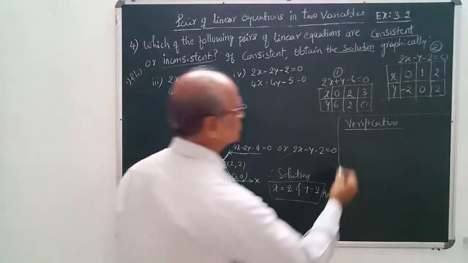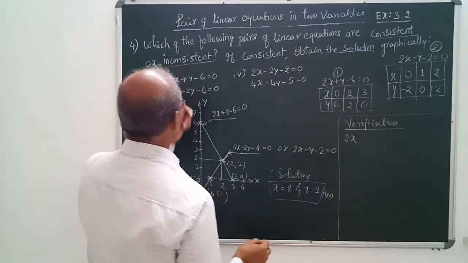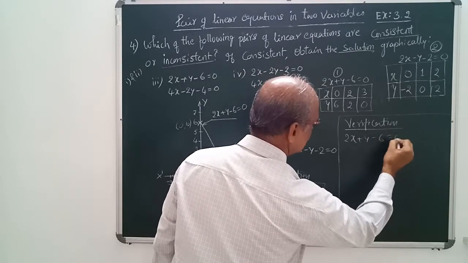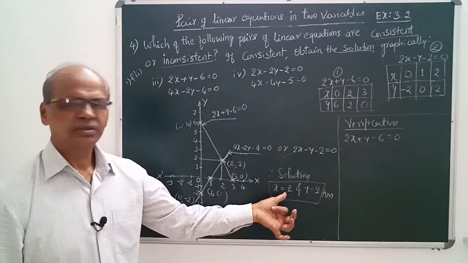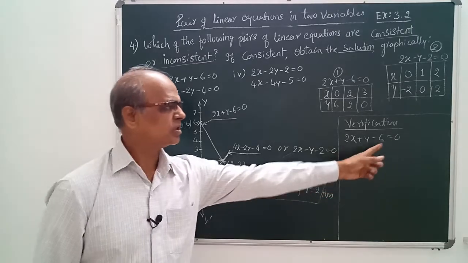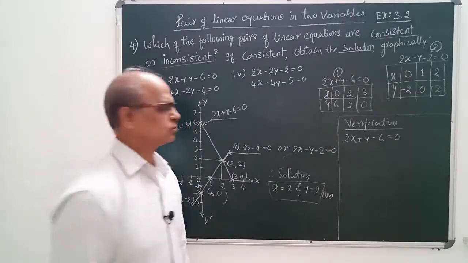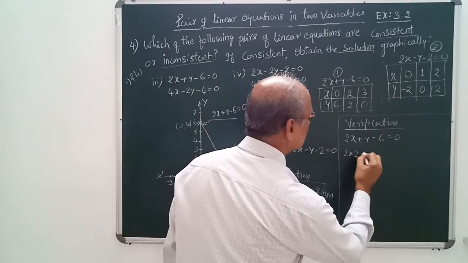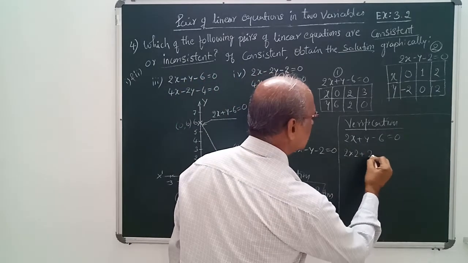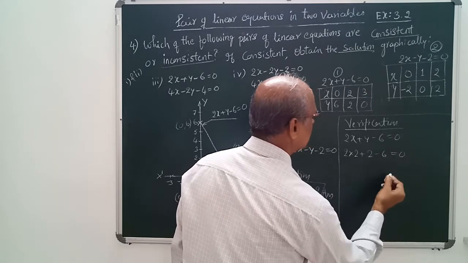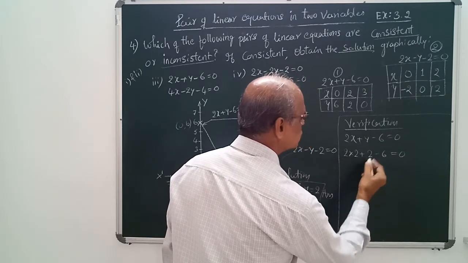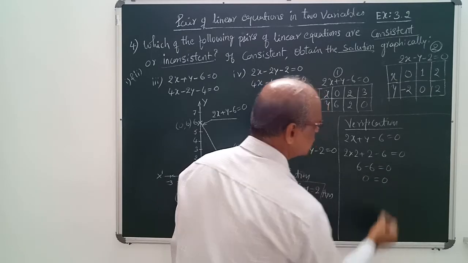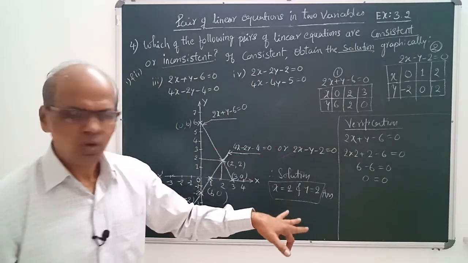Verification: first equation, 2x plus y minus 6 is equal to 0. When you put the x value and y value here, you should get 0. That means 2 into 2 plus 2 minus 6 is equal to 0. 2 2s are 4, 4 plus 2 is 6, and this is minus 6. So 0 is equal to 0. That means LHS is equal to RHS.